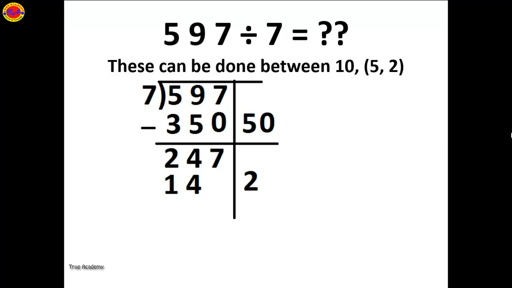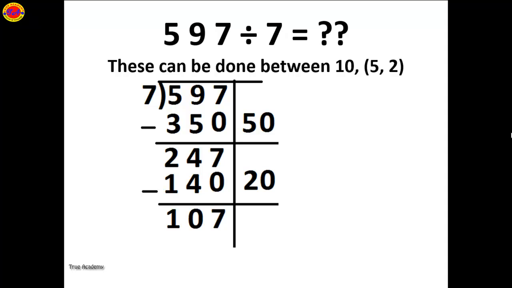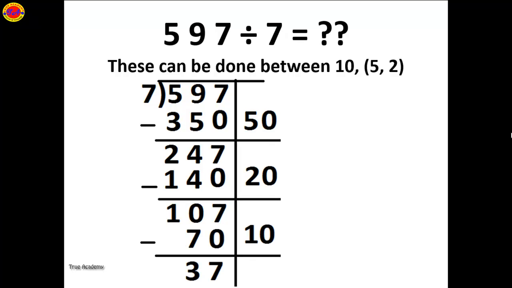And next we have to take 2. So 7 into 2 is 14, 7 into 20 we get 140. So 247 minus 140 we get 107.